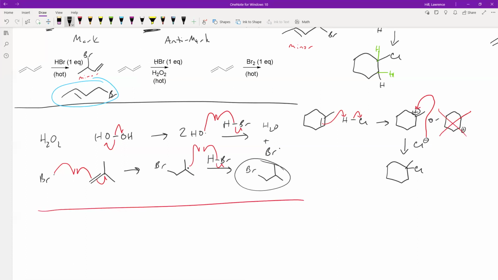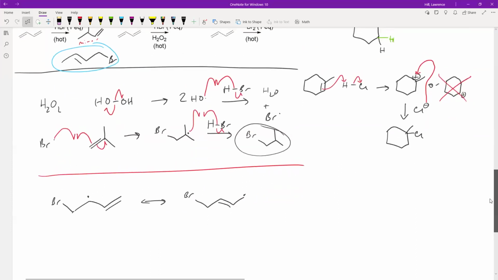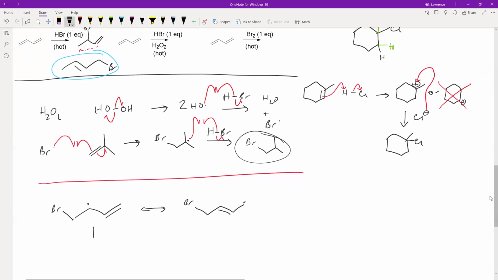So if we add bromine to one of the pi bonds, the radical should go here. But of course, there are two resonance structures, just like we saw before. And for those two resonance structures, we could imagine hydrogen adding to either of those to give these two products.